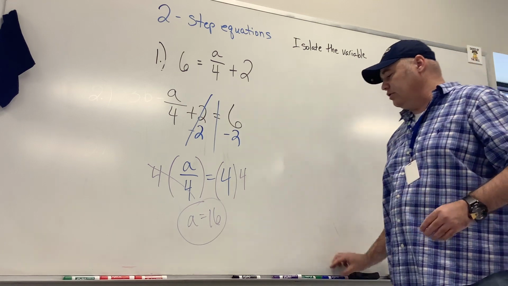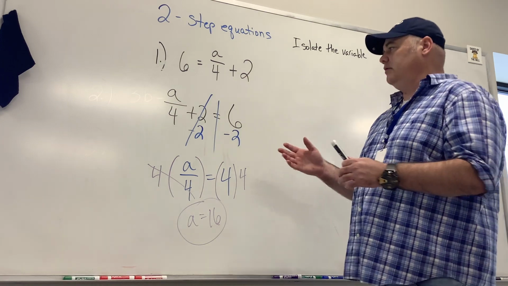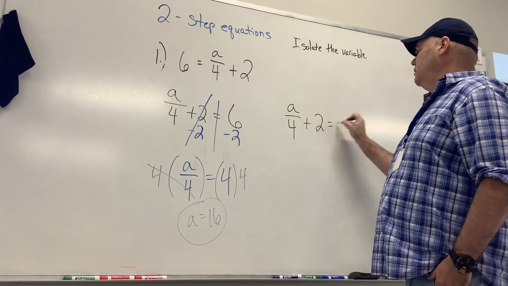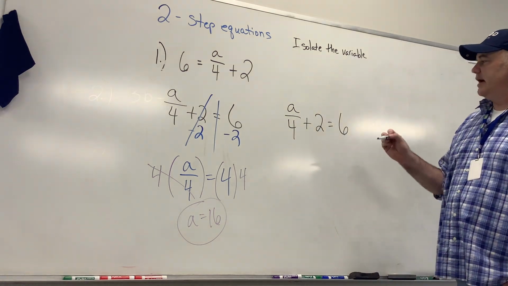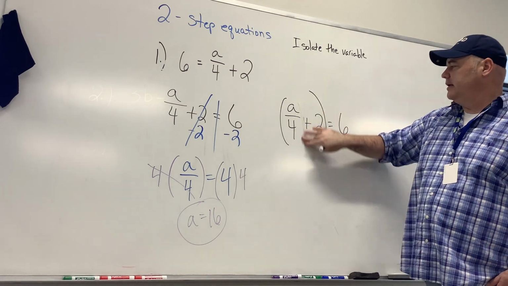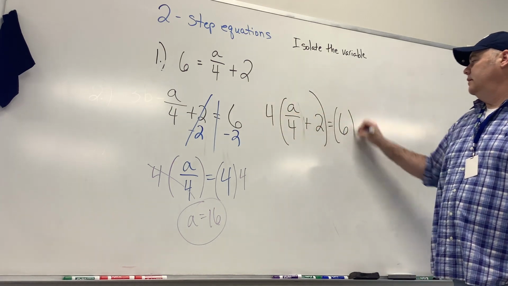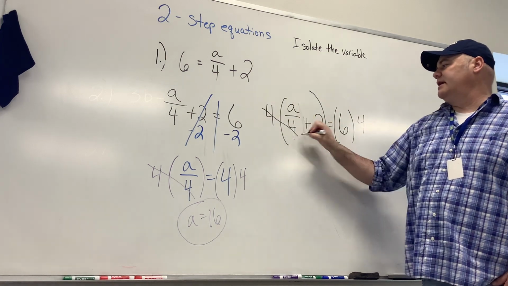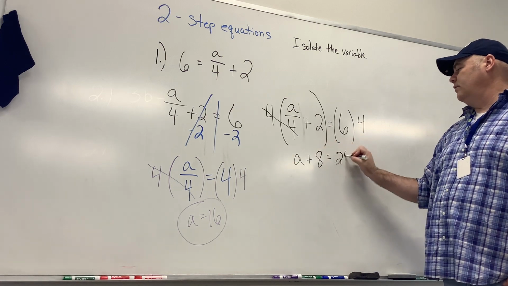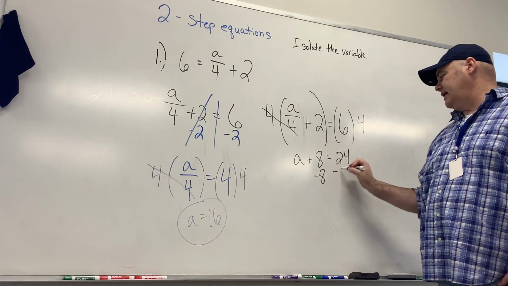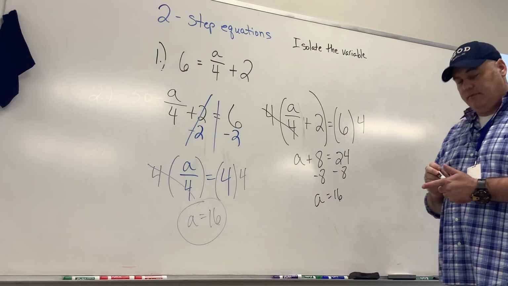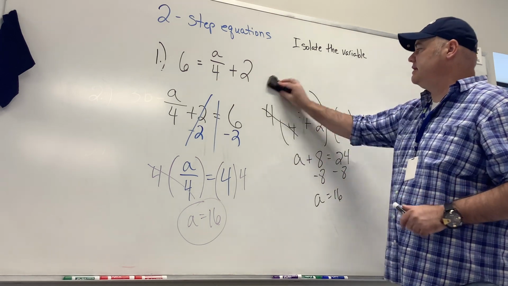Just to show you real quick, so you're not afraid of which one to choose first, we could have done this problem the other way, and it still would have come out to the same answer. I could have started out by multiplying by 4. But you've got to multiply the whole thing by 4. So you would have got a, and you've got to distribute, plus 8 equals 24. Then you would have subtracted 8, and you would have got 16 still. So there's more than one route there, but sometimes there's an easier route.